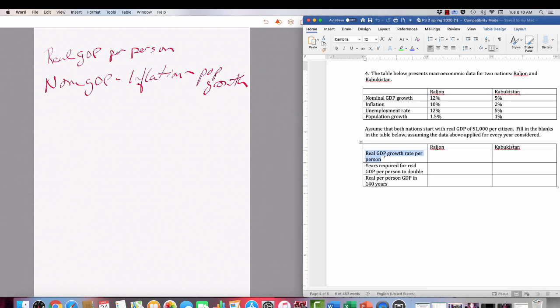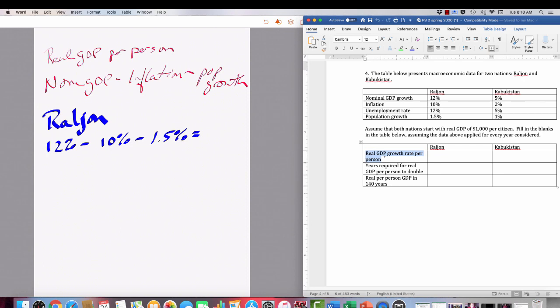So let's take a look at Valjean. In Valjean, the nominal GDP is 12%, inflation is 10%, and the population growth is 1.5%. You don't need to know the unemployment rate. That's not important for this question.